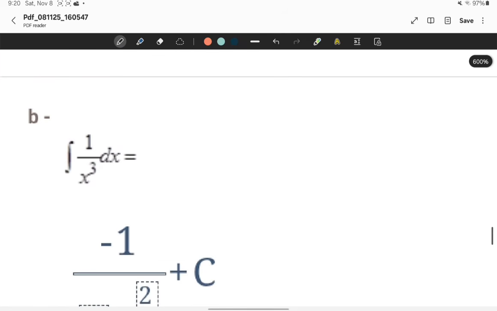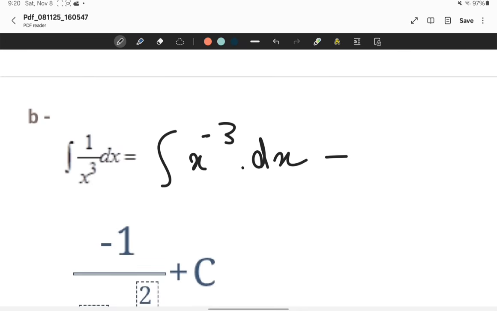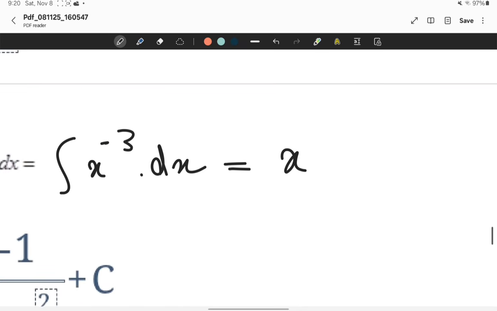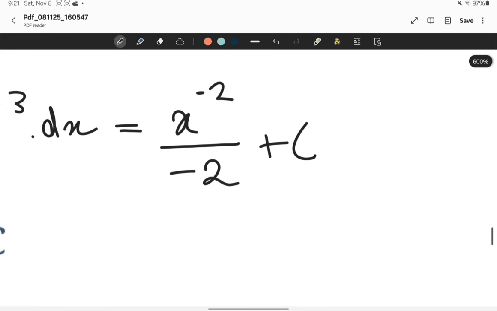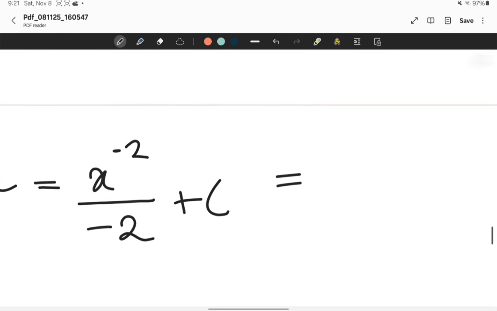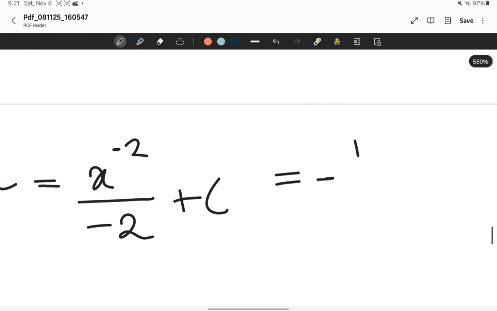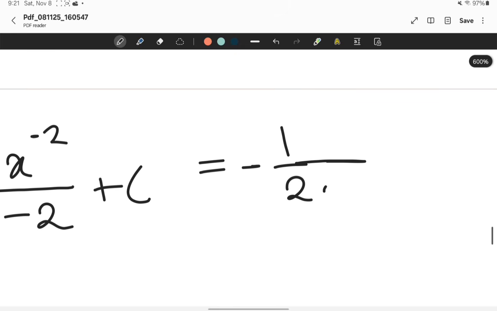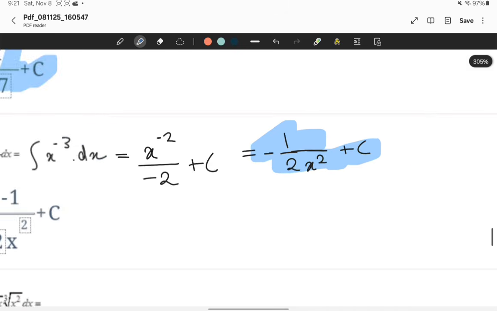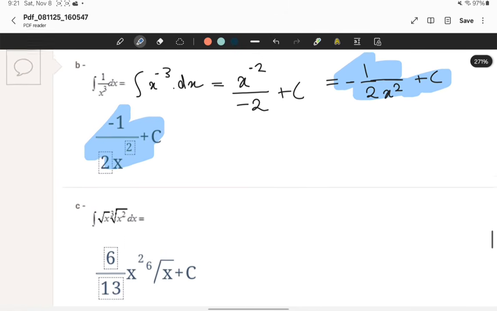I'll bring the x up, so this is the same as saying x to the minus 3 dx. So that means this is x to the minus 3 plus 1, which is minus 2, divided by minus 2 plus c. To simplify this, it's minus 1 over 2. X to the minus 2 will bring it down, so it's x squared plus c. This is your answer. Go ahead, put that here.